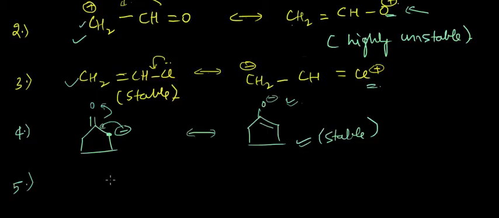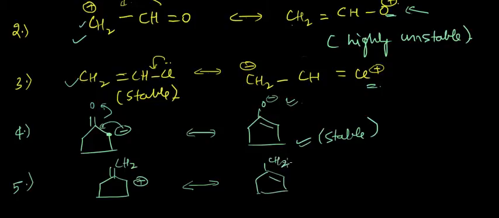Let's look at the last example of this lecture. We have something like this, a positive charge here, and it converts into a double bond here and a positive charge on this carbon atom. Okay, so which of the two is more stable?